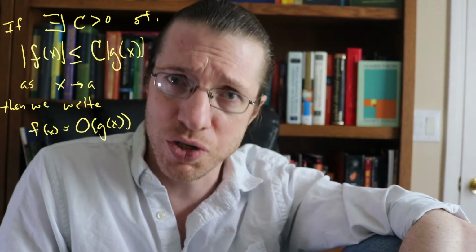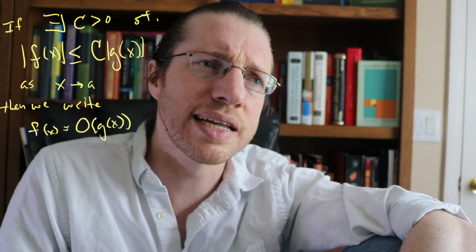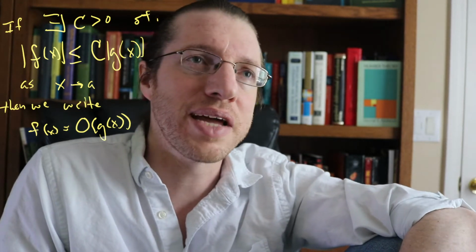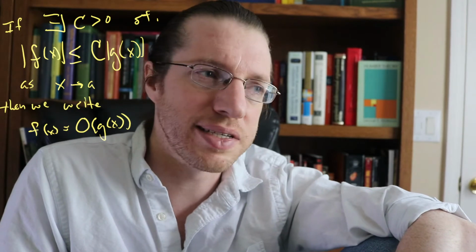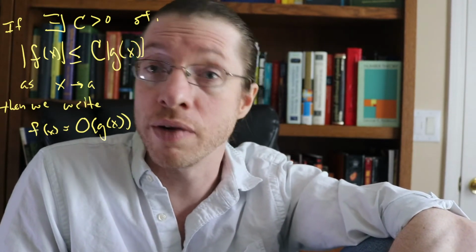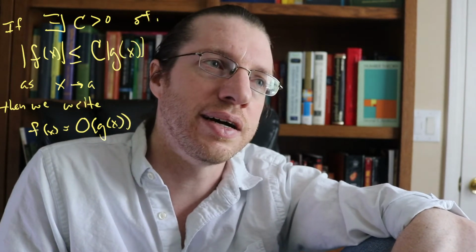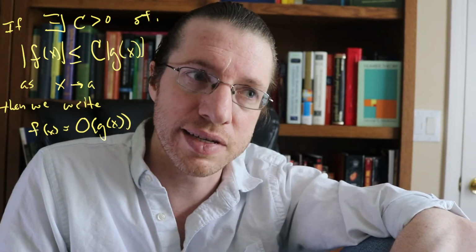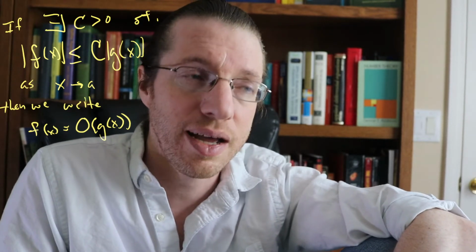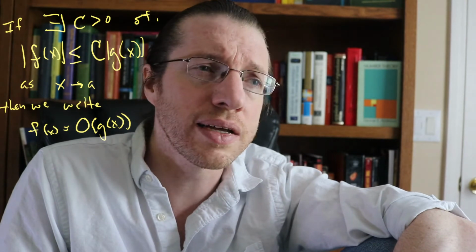So what is big O notation? We should go ahead and talk about that. Big O notation is basically a comparison of two different functions. You have a function f and a function g, and you would like to say that g is bigger than f in some fashion. Big O notation says that as x goes to some limit, say a or infinity, the absolute value of f of x is less than some constant times the absolute value of g of x.